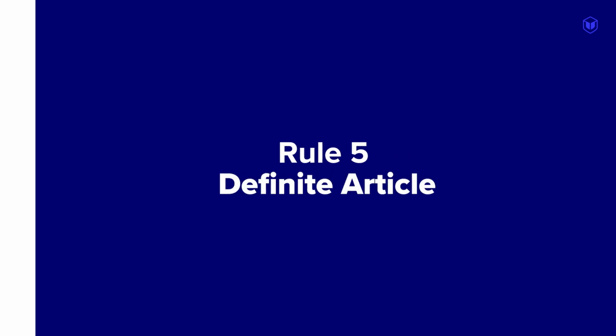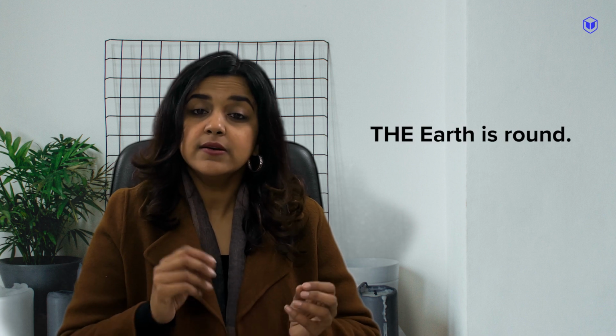The next one is rule number 5, definite article. The is the definite article and is used to speak about things or people that are already known. An important thing to note here is that the can also be used before ordinal numbers, superlatives, and countries that have a plural in them. For example, the earth is round. The United States of America. You get the point, right?